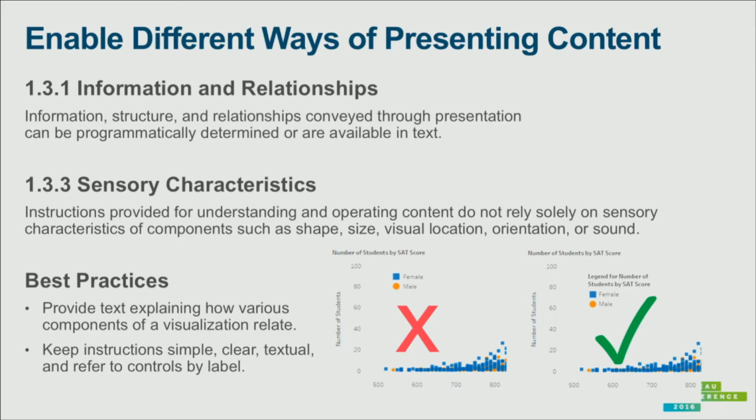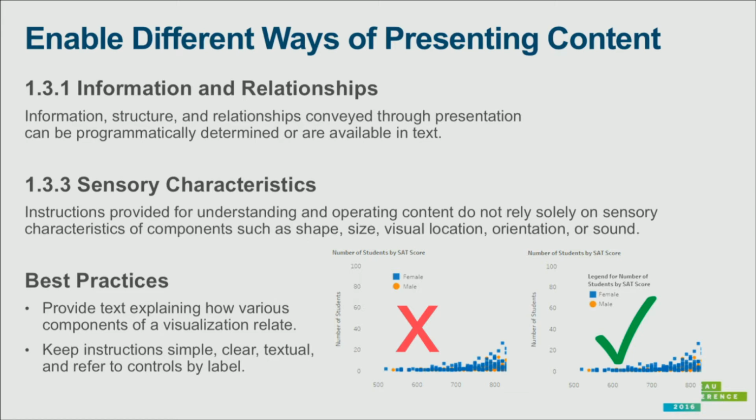Okay, next guideline is about enabling different ways of presenting content. What this is really about is helping people make sure that they can understand the relationships of various pieces of content to each other, and make sure that that understanding is not dependent on any particular sensory characteristics, so that you don't have to rely on, say, the position of something on the screen to understand what its purpose is. So my example down here is actually something that's pretty common in Tableau.